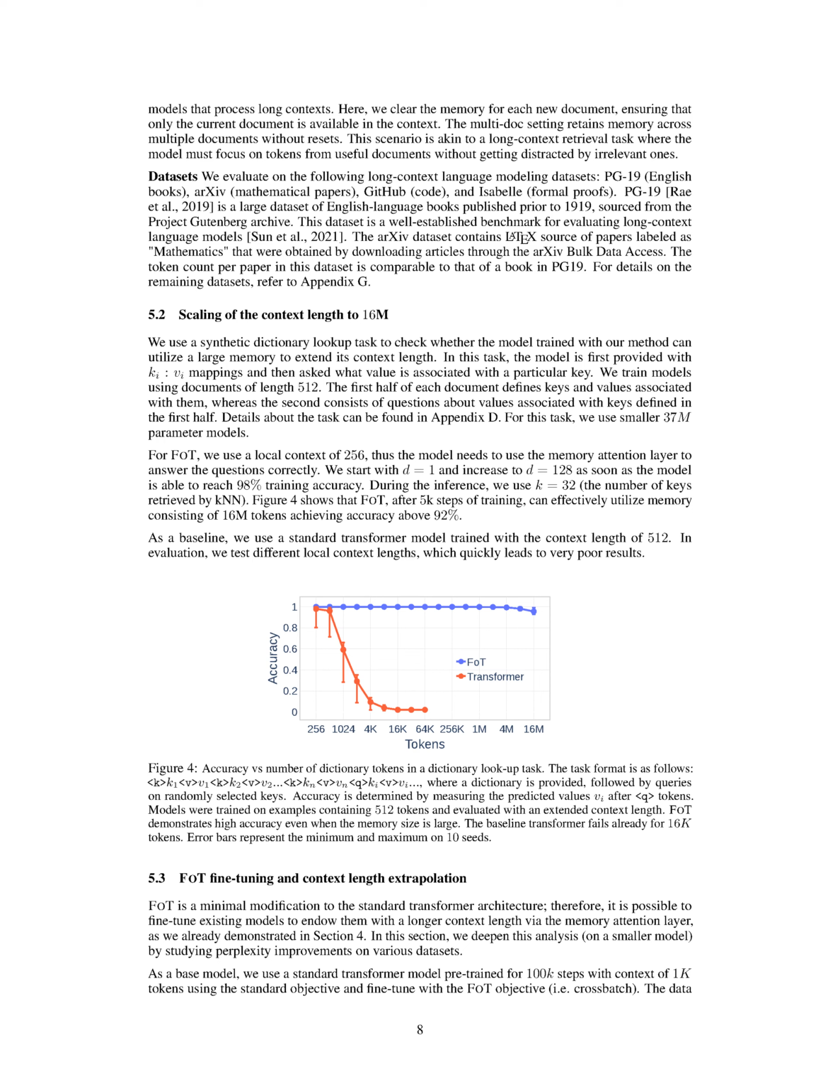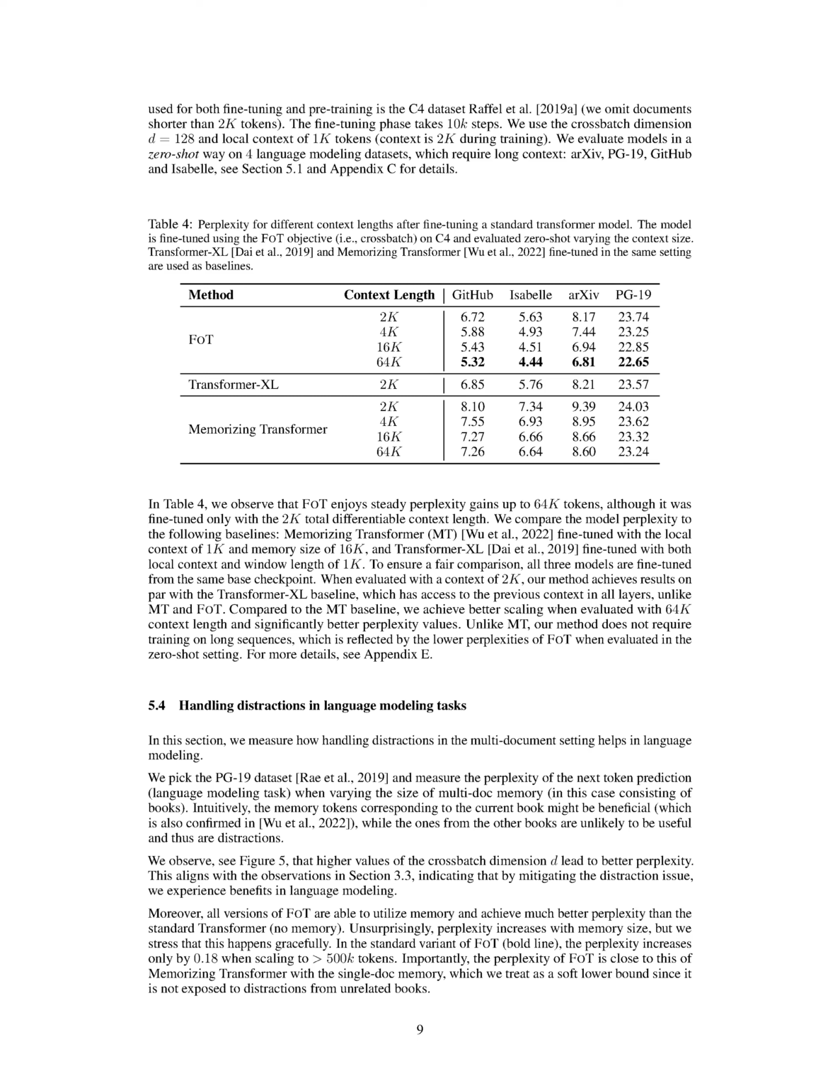We delve deeper into this analysis by studying improvements in perplexity on various datasets. We use a standard transformer model pre-trained for 100,000 steps with a context of 1,000 tokens as our base model and fine-tune it with the FOD objective. The data used for both fine-tuning and pre-training is the C4 dataset. The fine-tuning phase takes 10,000 steps. We use a crossbatch dimension of 128 and a local context of 1,000 tokens. We evaluate our models on 4 language modeling datasets that require a long context: Archive, PG19, GitHub, and Isabelle.